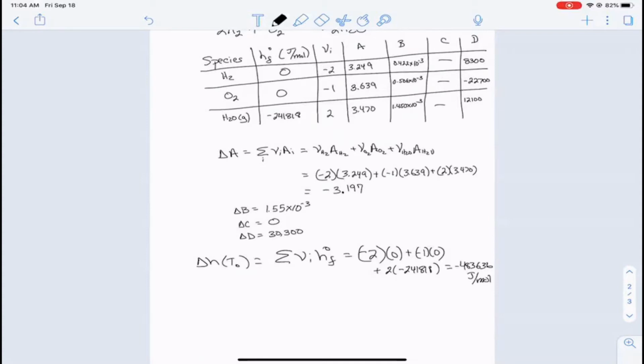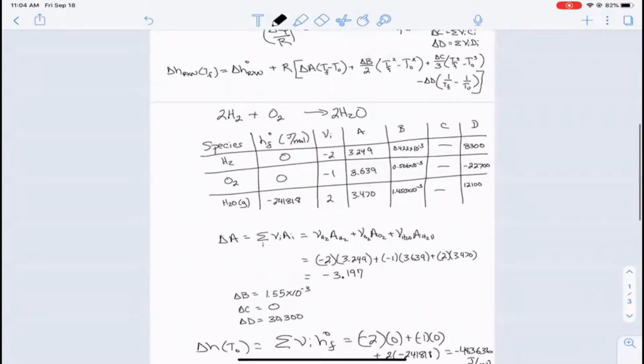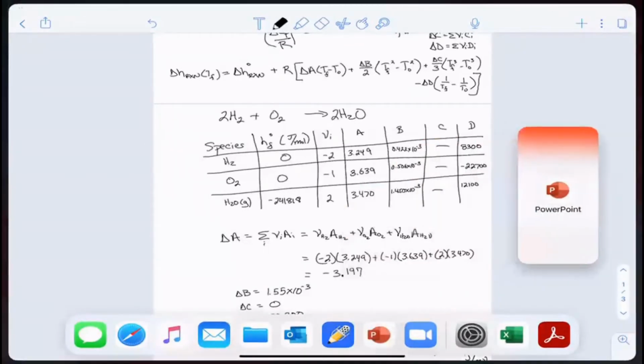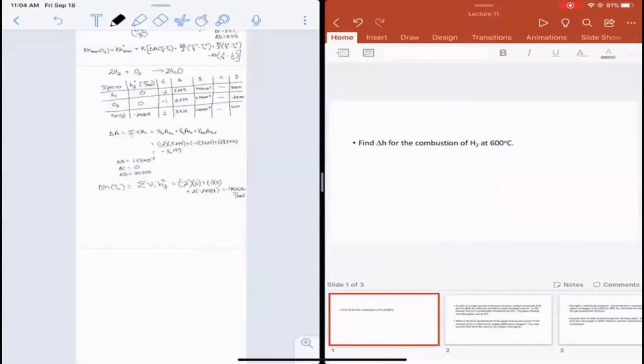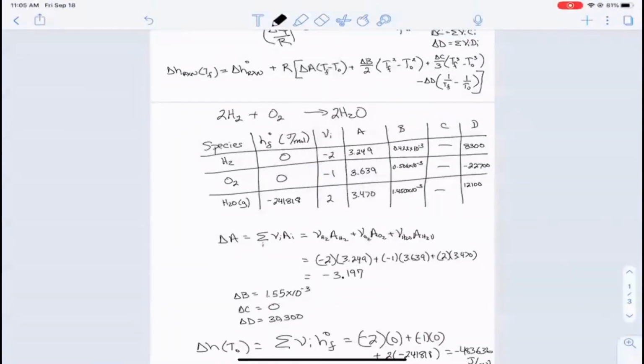Okay, so we now have everything on the right side of this equation, right? We've calculated all these delta values, and the final temperature we were interested in was given in the problem statement, right? That we were interested in calculating the combustion of hydrogen at 600 degrees C, okay? And of course, 600 degrees C is 873.15 Kelvin.